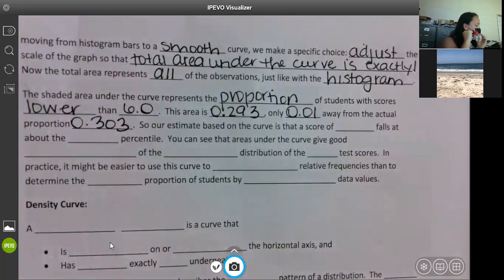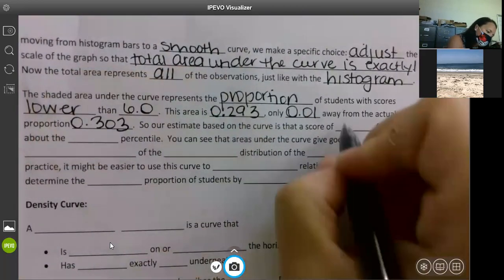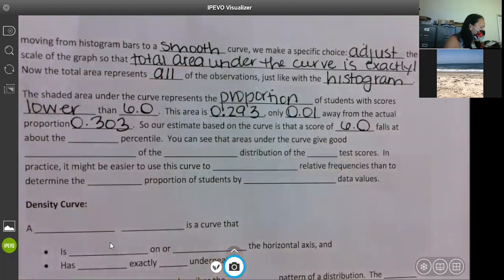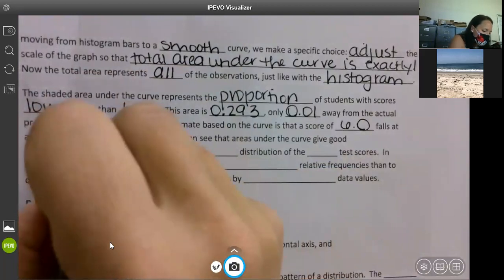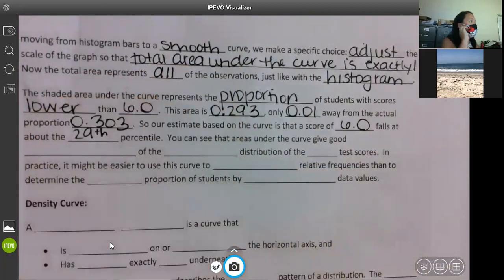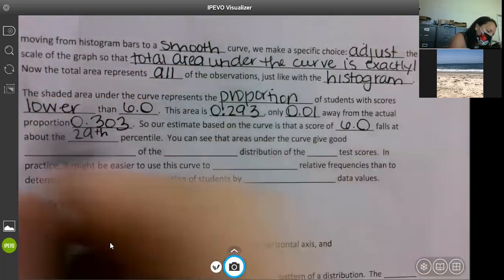Okay. So our estimate based on the curve, that is a score of 6.0, falls at about the 29th percentile. So before it was the 30th. With the histogram, it was the 30th. With this one, it's in the 29th. You can see the areas under the curve give good approximations.